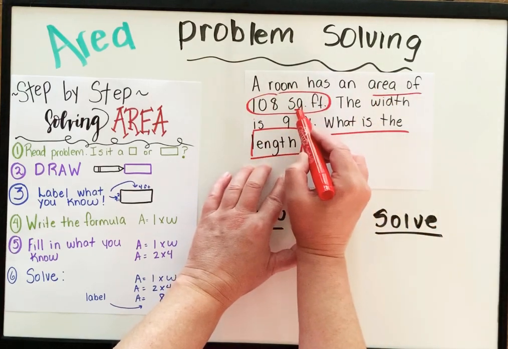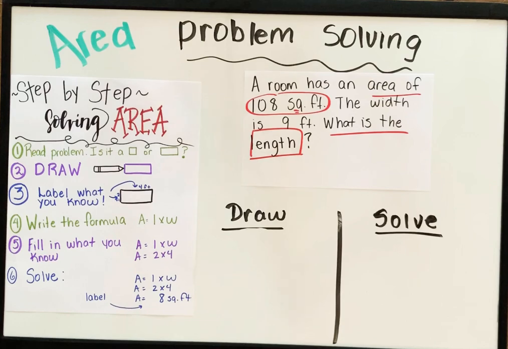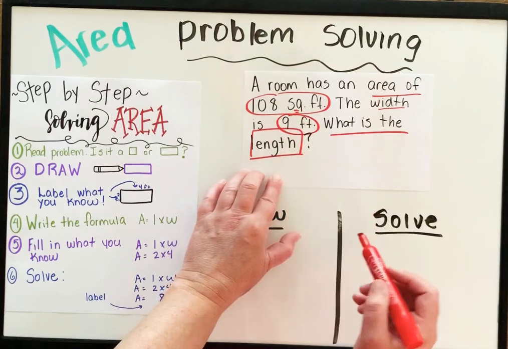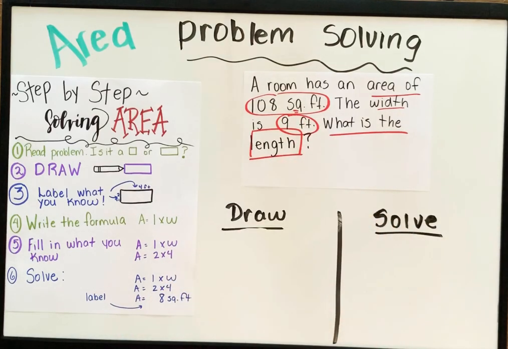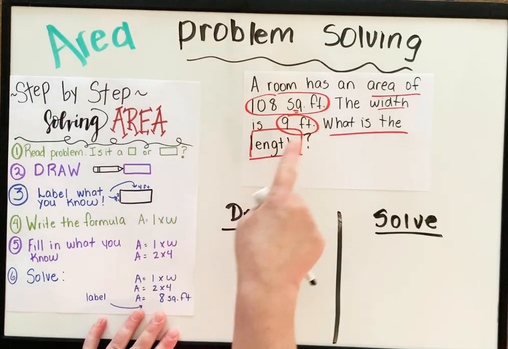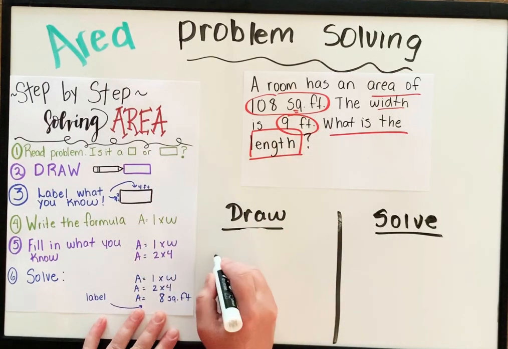And I see that word square right there. That tells me too that I already know my whole. I know the whole amount. Now I also have another number, and that's my width, which is 9, but my question is in length. So I see the words width and I see the words length. I looked for my clues.